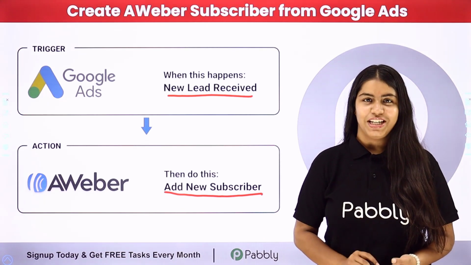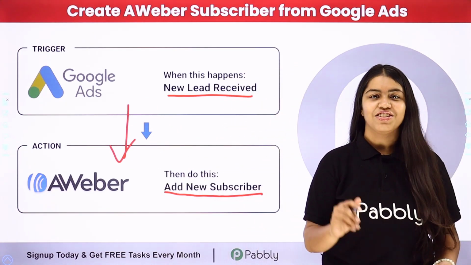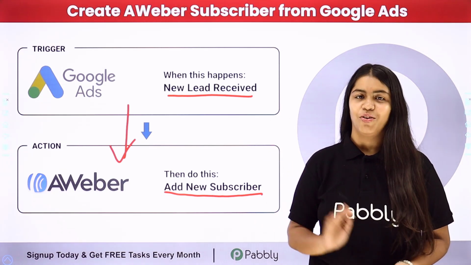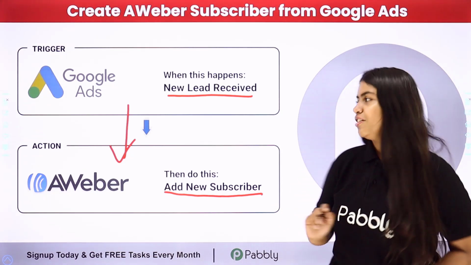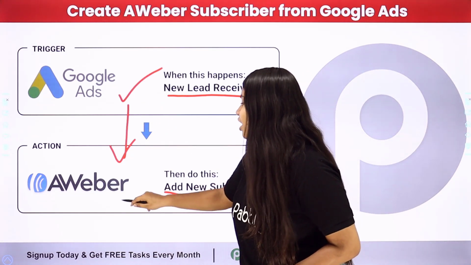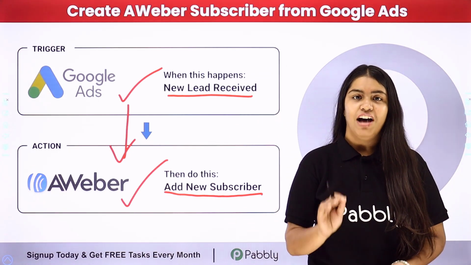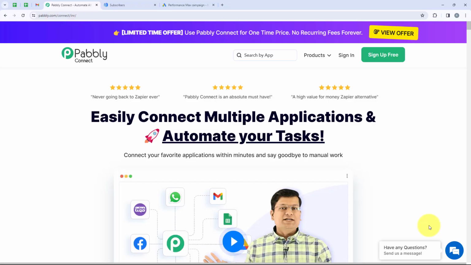For this, we are going to create a connection between Google Ads and AWeber. To create this connection, we are going to use Pabbly Connect. It is an amazing automation software. So in Pabbly, we have the concept of trigger and action. For trigger, we are going to use Google Ads, and for action, we are using AWeber. So if you want to learn this process step by step without using any coding language, follow me through the screen. Welcome to my screen.